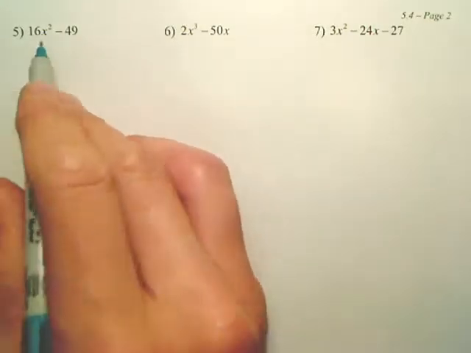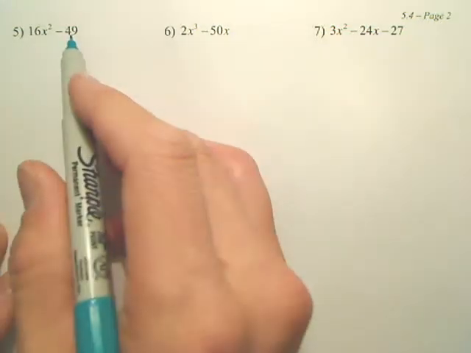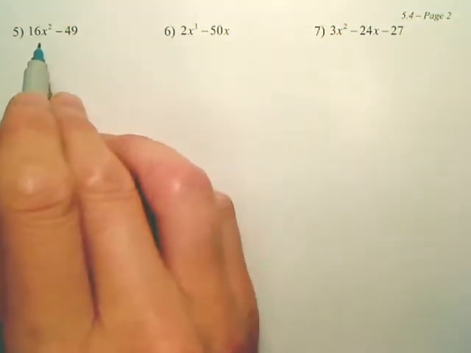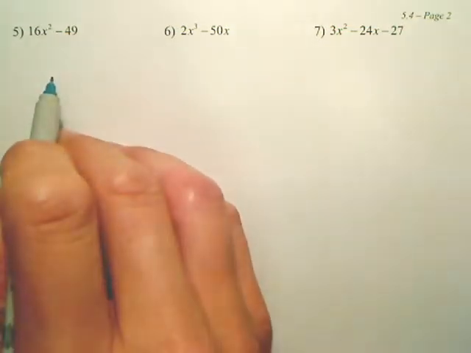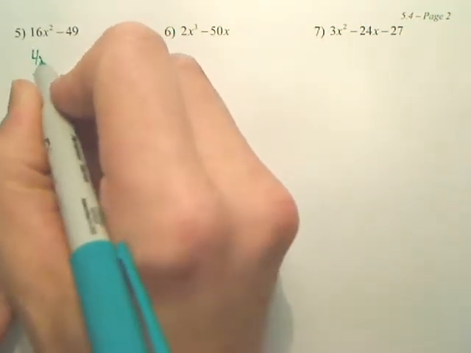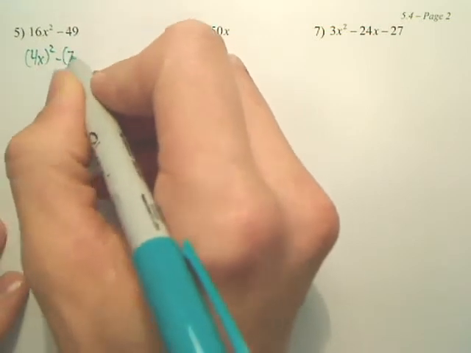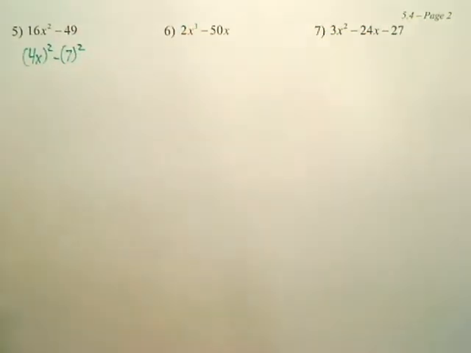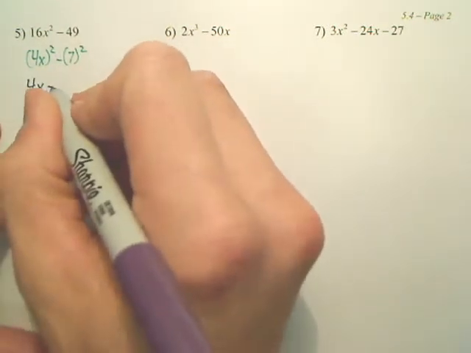We're going to factor this. And this is a difference of squares. The only way to factor when it's a two-term, it's called a binomial, bi means two, is if it's a difference of squares. What you need to notice is that is 4x squared, and you need to notice that this is 7 squared.